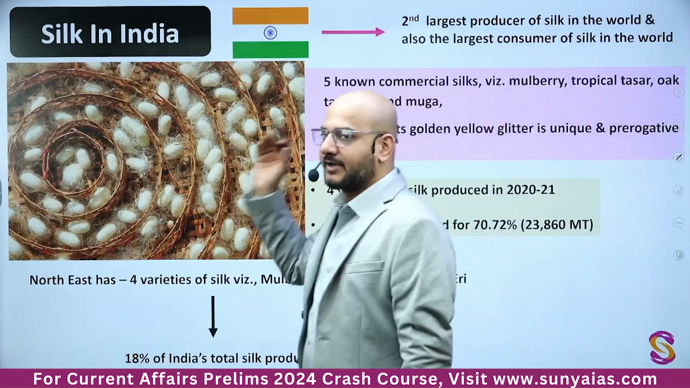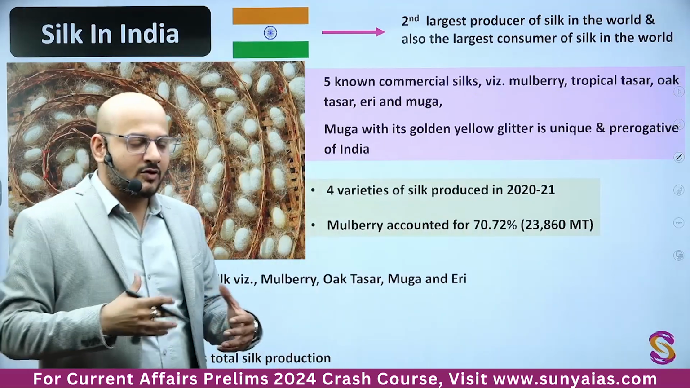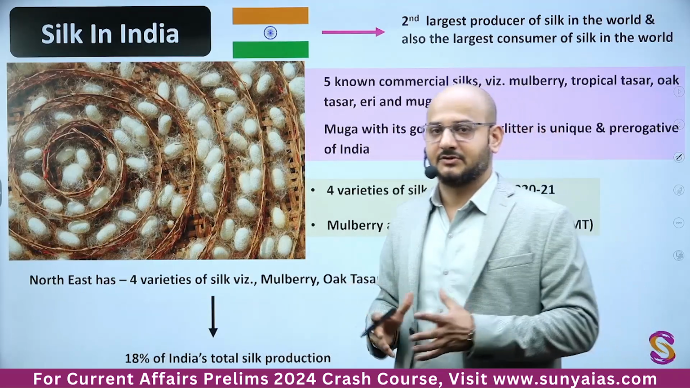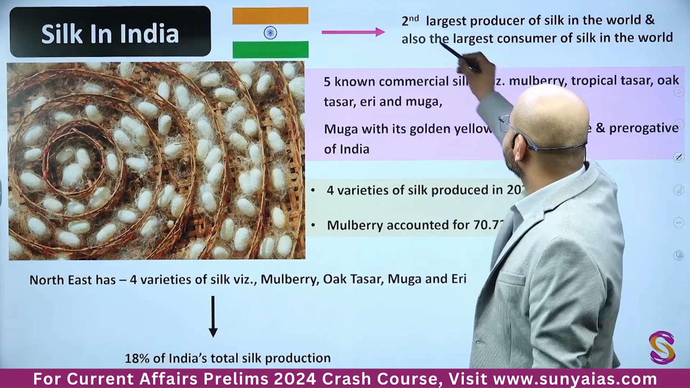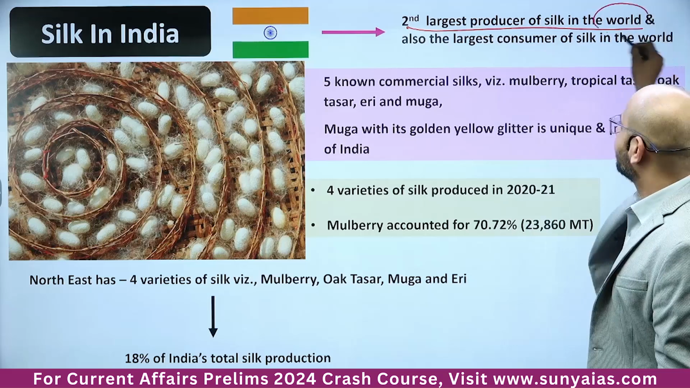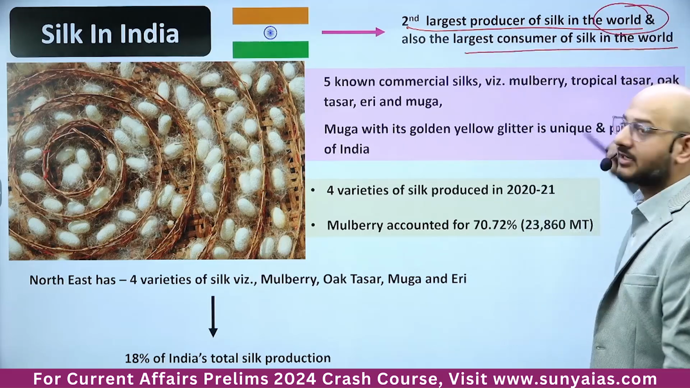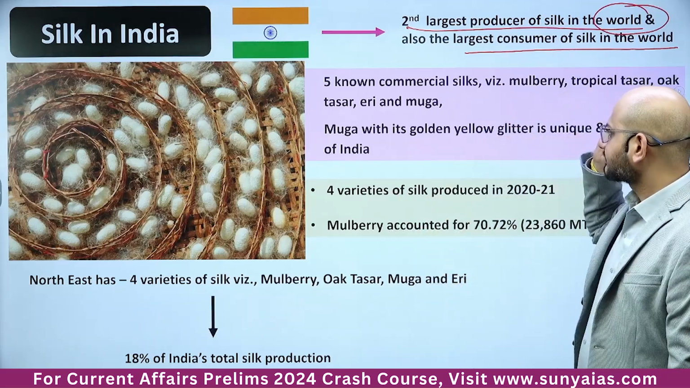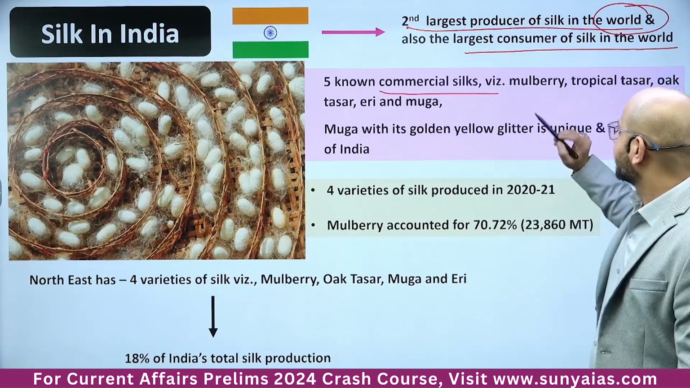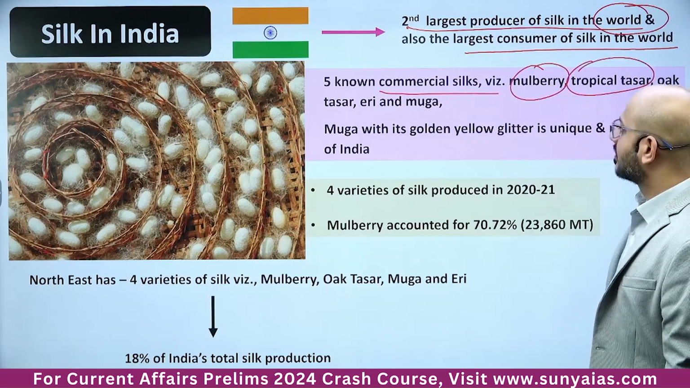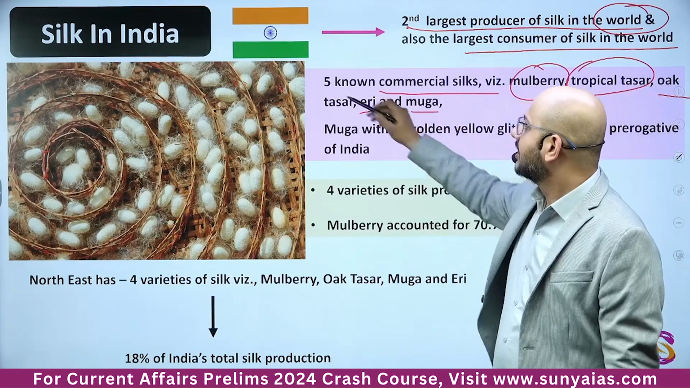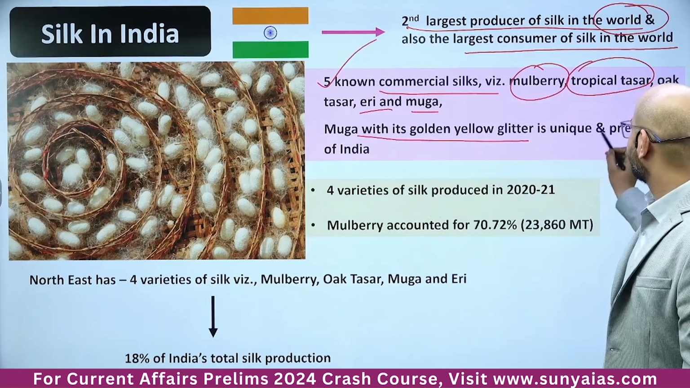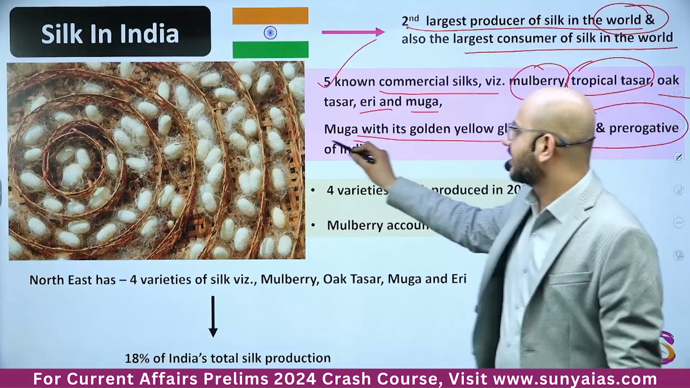Silk in India, okay. Certain economic development, the portion of your agriculture becomes also important. Silk particularly here, let's see. India is the second largest producer of silk in the entire world, and also the largest consumer of silk in the world. And the speciality about India is 5 known commercial silks: mulberry, tropical tassar, oak tassar, eri and munga. These all are found in India. Munga with its golden yellow glitter is unique and the prerogative of India.